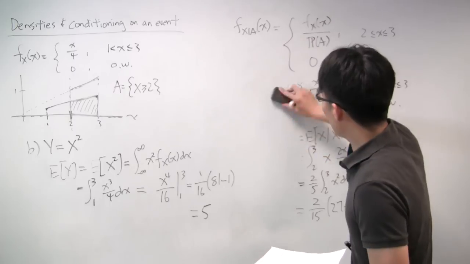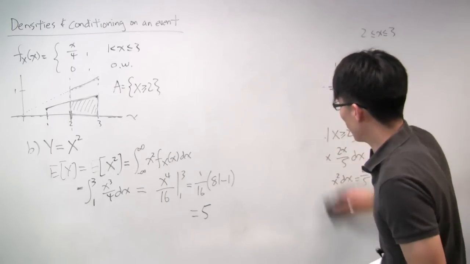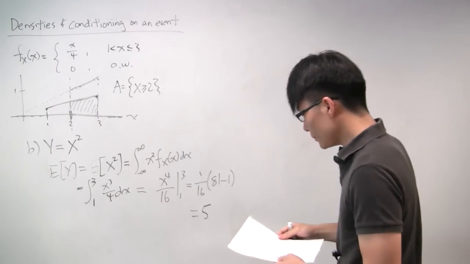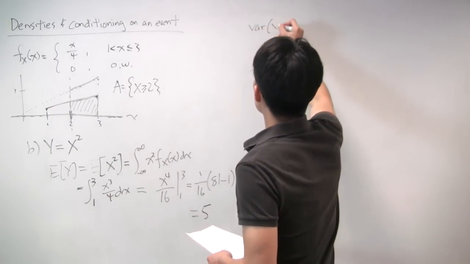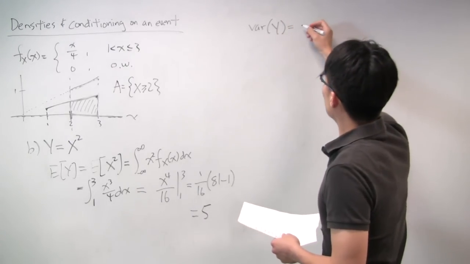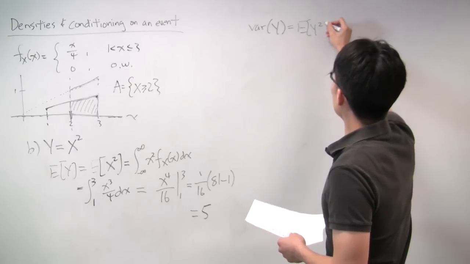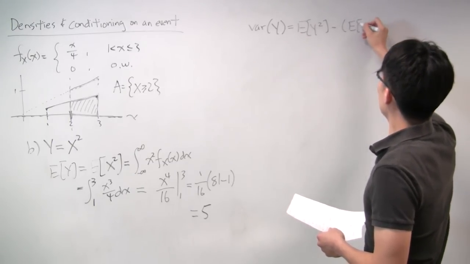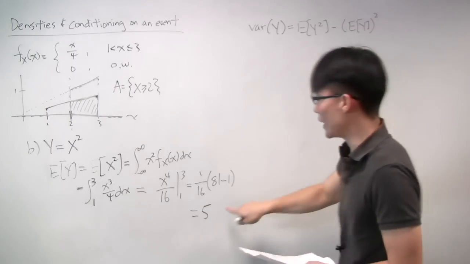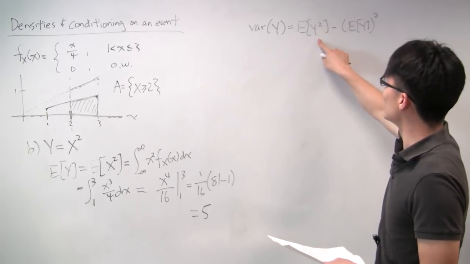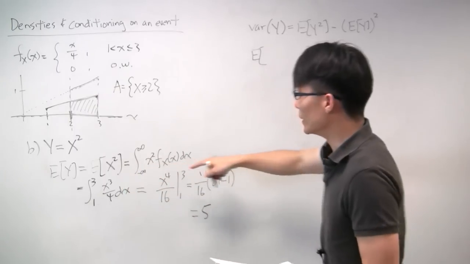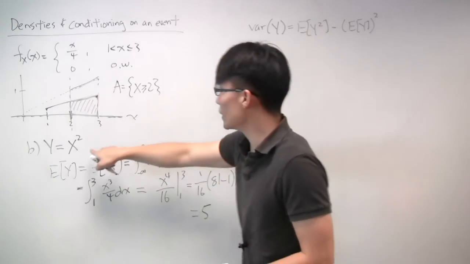Okay, so even though we don't know exactly what the distribution for y is, we can use what we know about x to calculate the expectation of y. Now, the second part is we want to find the variance of y. And again, the usual formula is expectation of y squared minus expectation of y quantity squared. Now, we already know what this is. Expectation of y, we just calculated, is 5. But we also need to know what the expectation of y squared is. And we can use the same method here, because y squared is just x to the 4th.